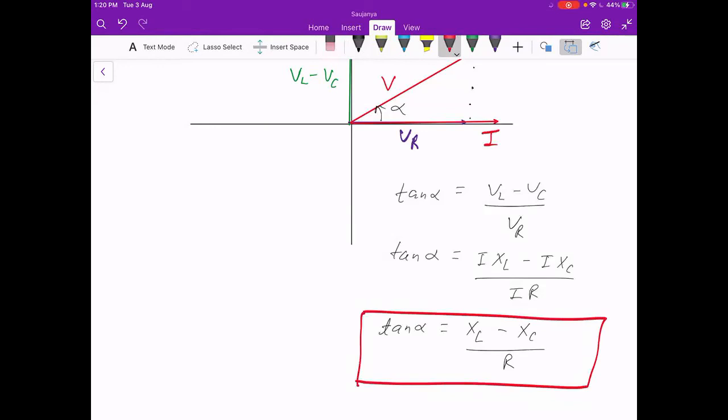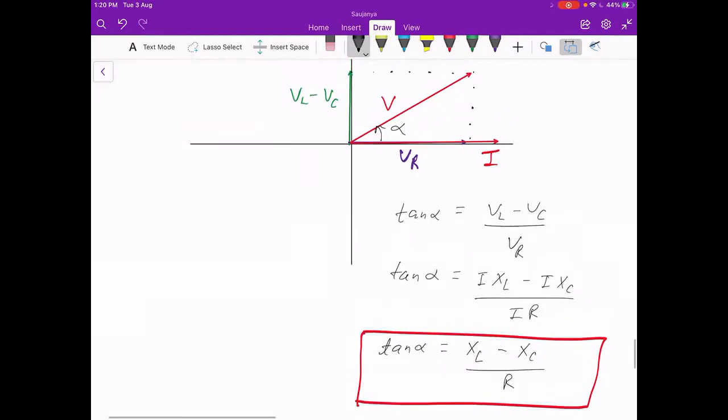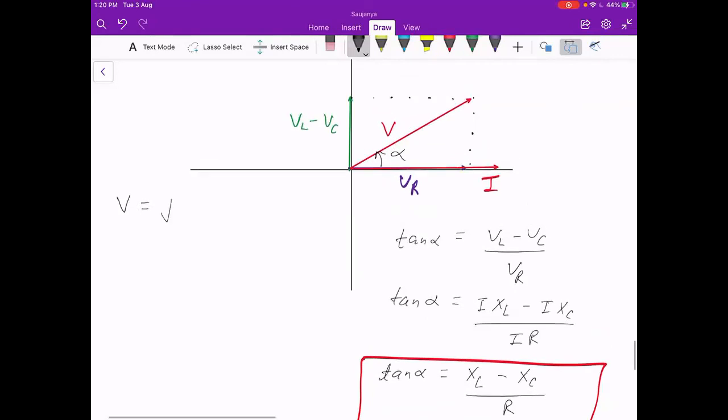This is the one. So that is tan alpha, and the second part is also easy. If you want to find the impedance, I'll explain what that is. These are all reactances. XL is inductive reactance, XC is capacitive reactance, XL is I think omega L, and XC is 1 by omega C if I'm not wrong. You can check that in the formulae. V equals, now I can just say, under root of VR square plus VL minus VC square.